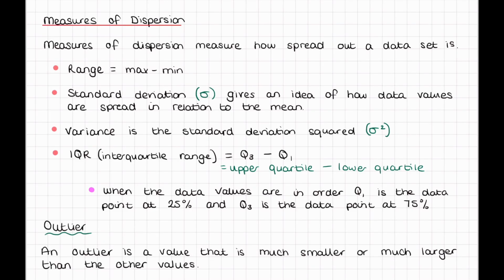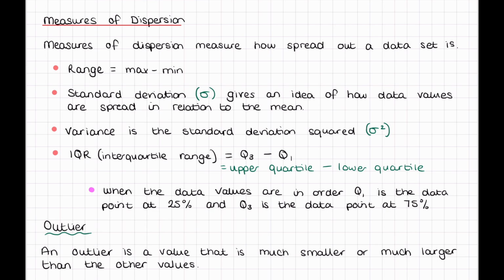This video is on measures of dispersion. Measures of dispersion measure how spread out a dataset is, and there are a few different ones that we can look at. We have the range, which is the maximum value minus the minimum value. The standard deviation, and we use that symbol there, gives an idea of how data values are spread in relation to the mean. The variance, which is the standard deviation squared.